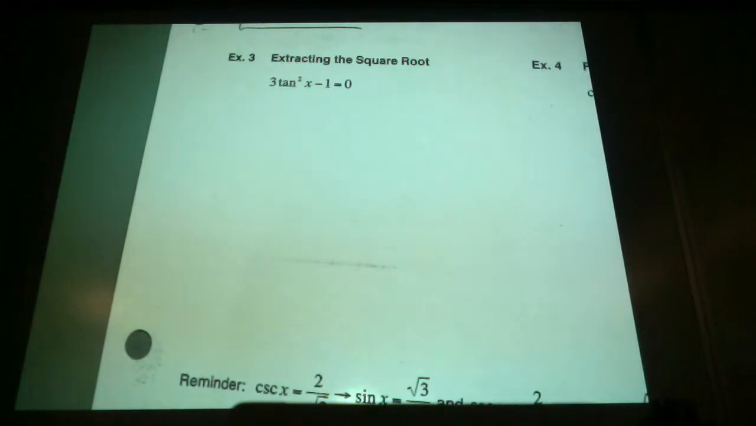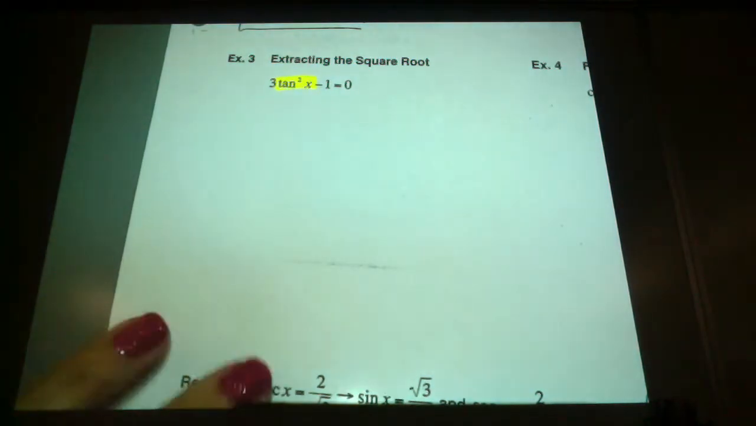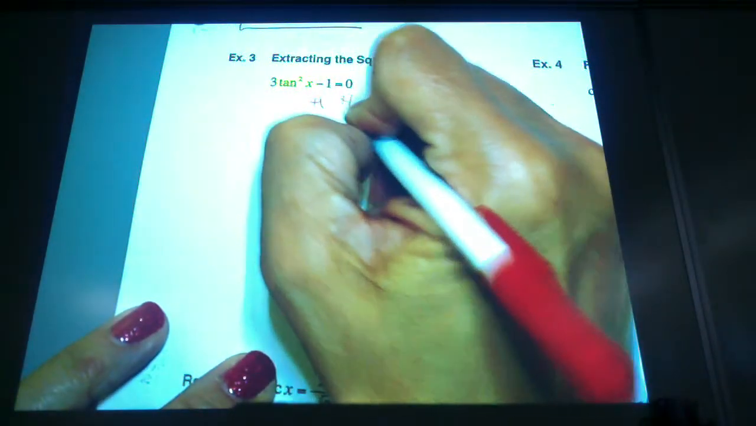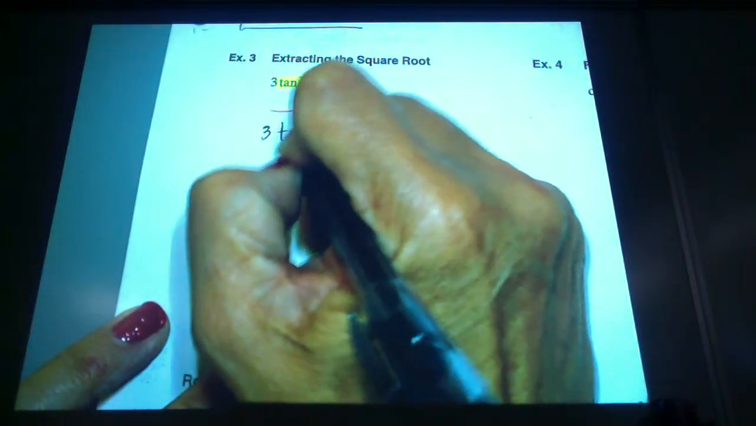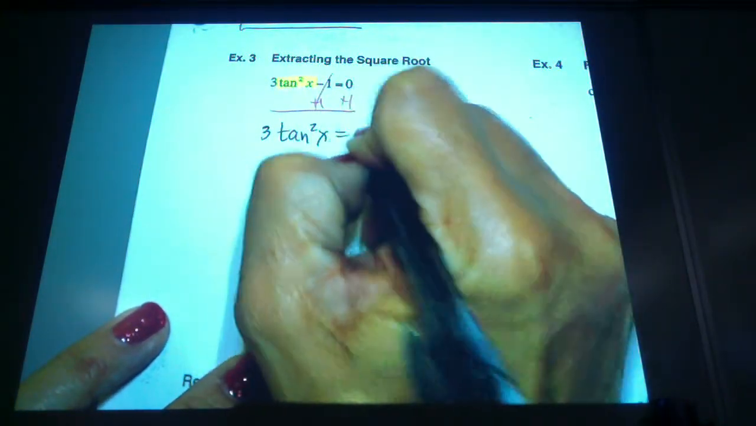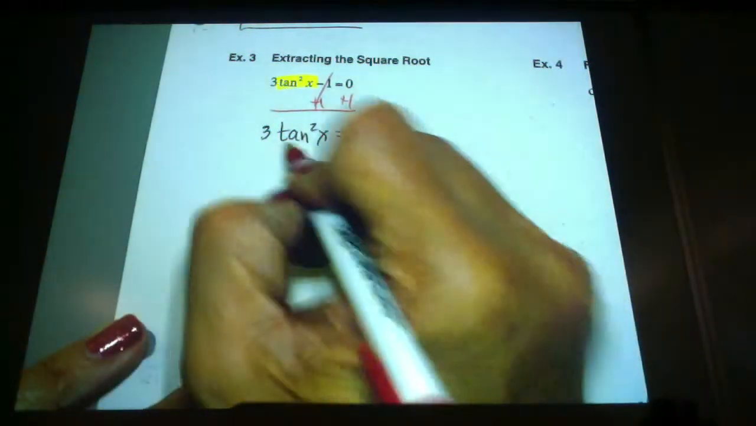This time we're doing something called extracting the square root. You can see that our trig function is squared this time. So in order to solve for a single trig function, we're going to have to eventually take the square root of both sides. But before we can do that, we have to get the tangent squared of x by itself. So we're going to add 1 to both sides. We get 3 tan squared x equals positive 1. Divide both sides by 3.